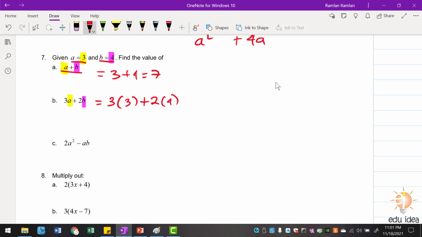So in here, what does this mean? It means that they are being multiplied. So this is 3 times 3 equals 9, and then 2 times 4 is equal to 8, so this is equal to 17. Okay, next up we have this one.